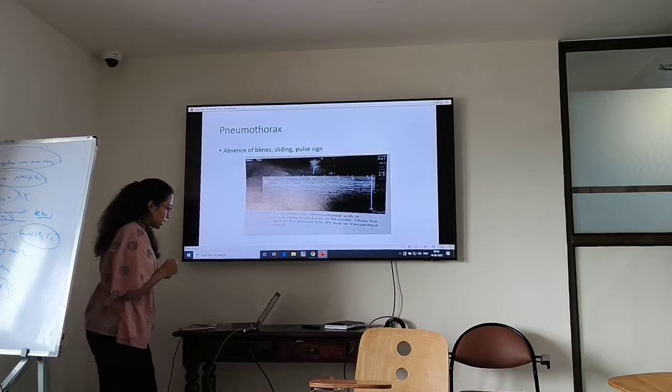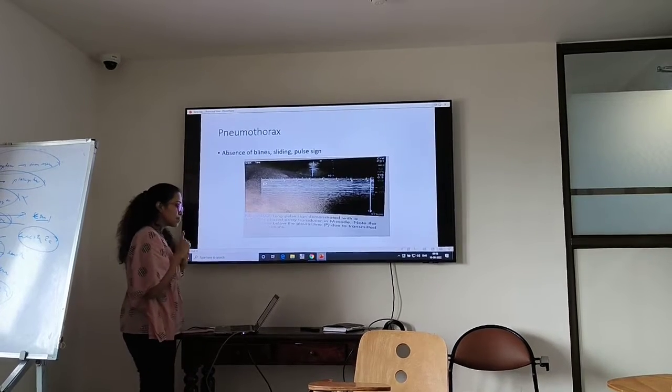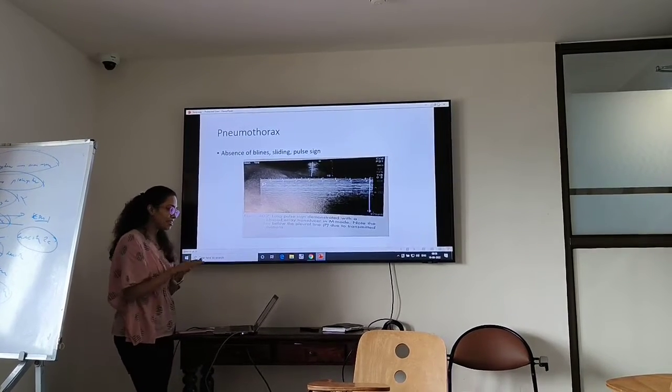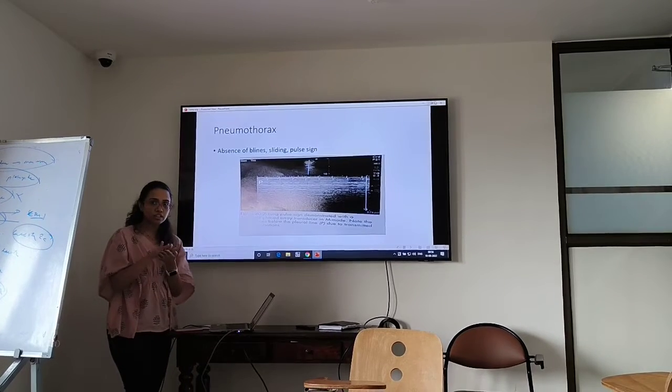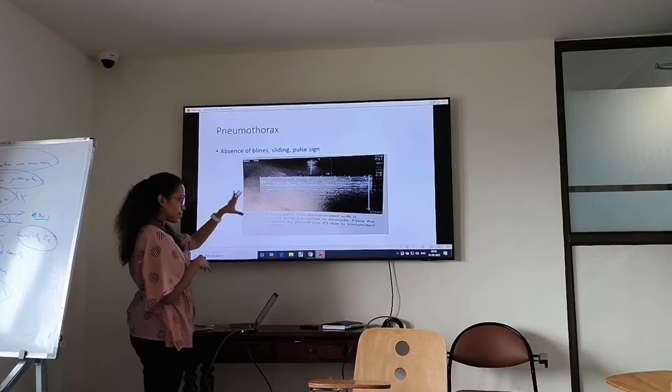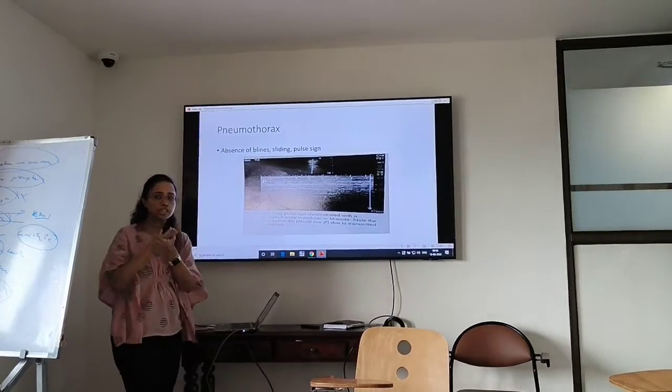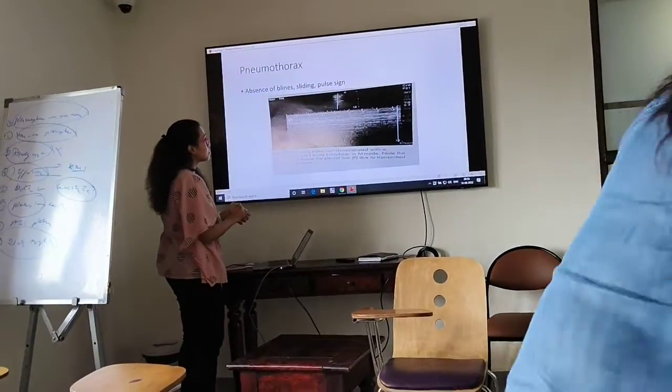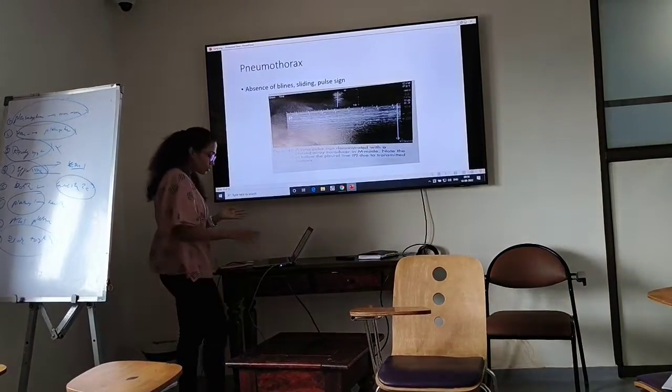So now pneumothorax. Pneumothorax means there is absence of B lines, there is no lung sliding, there is no pulse sign. So we see nothing. This we can demonstrate properly in M mode, in which we don't see any lung sliding, we don't see any pulse sign, and there are no B lines.